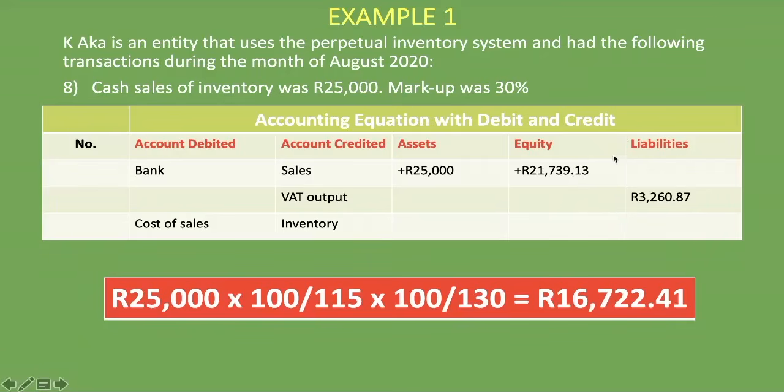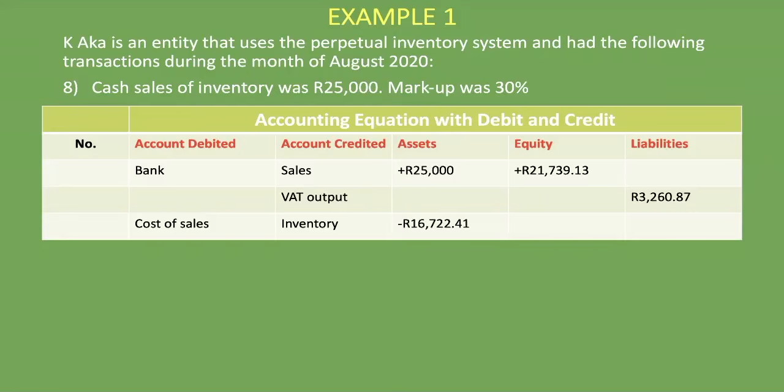So you're taking the 21,739 Rand 13 cents times 100 divided by 130, and that's exactly what we did here. We just took the 25,000 Rand first, including VAT, and we removed the VAT times 100 divided by 115, and it should have given you this answer. And then you take that answer and multiply it by 100 divided by 130, and it gives us the answer. And that is our cost of sales answer and our inventory answer. So our inventory is decreasing, so we'll put minus 16,722 Rand 41 cents on the asset side, and you also put minus the same amount on the equity section because our cost of sales is an expense and it reduces our equity. Let's move on to the next one.